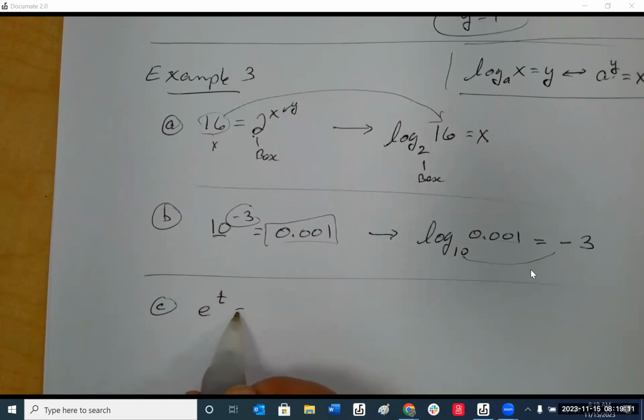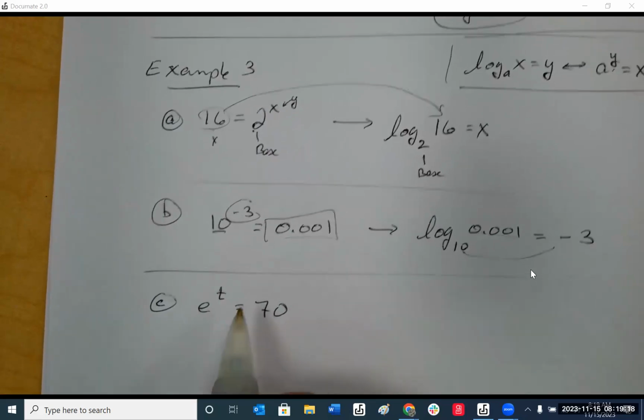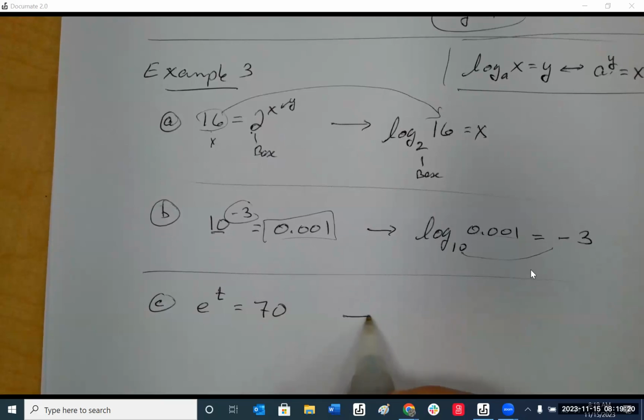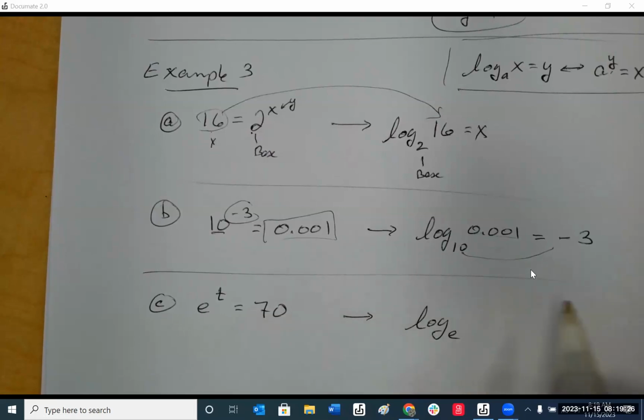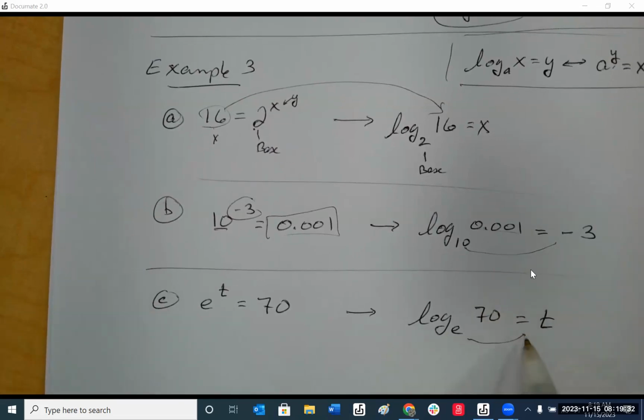E to the t equals 70. So we have log base e of 70 equals t, because remember this comes over here. So that's the conversion between exponentials and logarithmic.